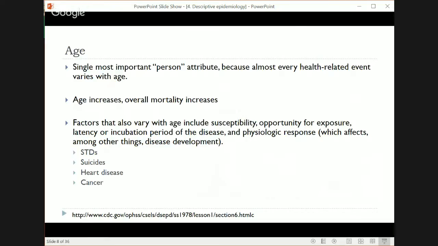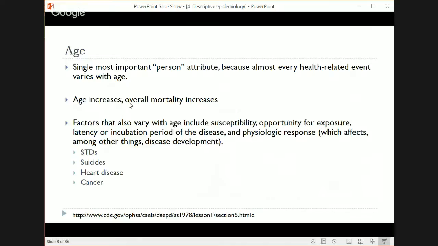The latency or incubation period of the disease also varies with age. HIV is going to be a good example when we get to that later. Before someone develops AIDS, they would have HIV for years and years and years. You have to be alive long enough to develop advanced stage disease.